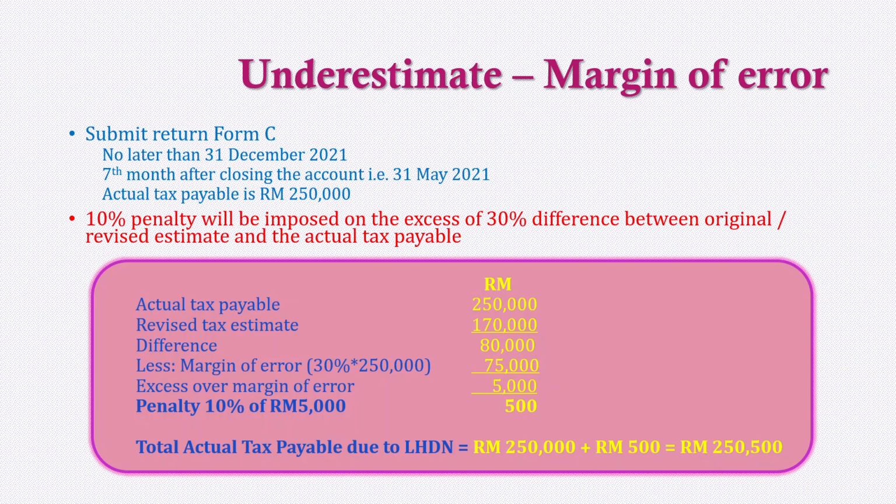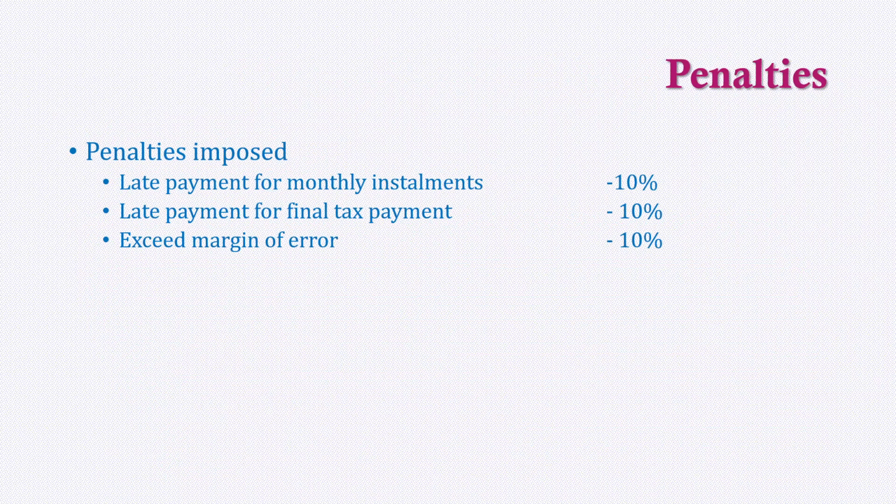You are given 30 days from that date to pay, otherwise there is another penalty. So what are the common penalties imposed on the corporate taxpayer? If you delay your monthly installment, there will be a 10% penalty. The monthly installment needs to be paid by the 15th of every month. So let's say you pay on the 16th, then you will be penalized 10% of the amount. On top of the actual amount you have to pay, you add another 10% penalty. What will happen if you pay your final tax payment late? The 80,500 just now, there is again another penalty.